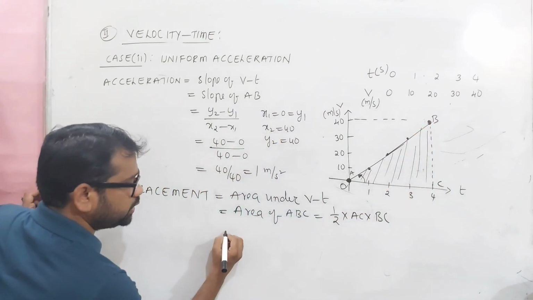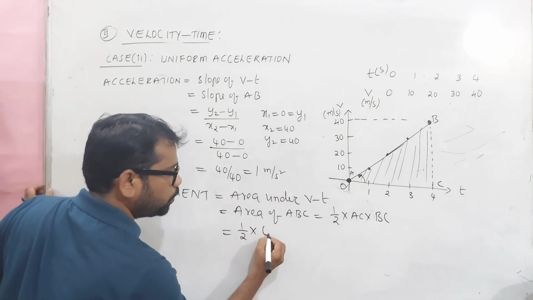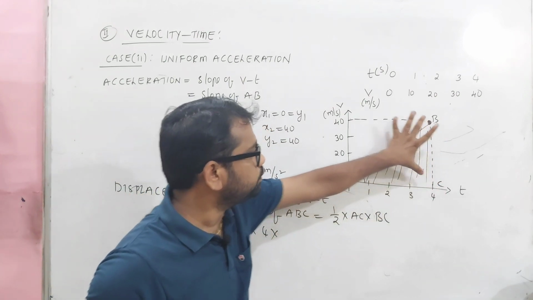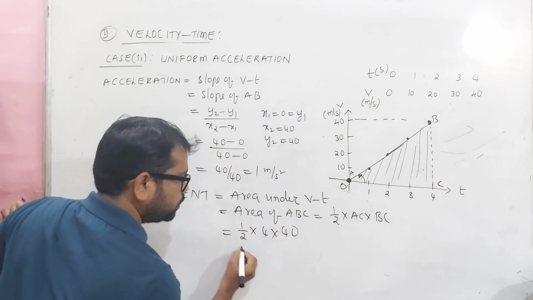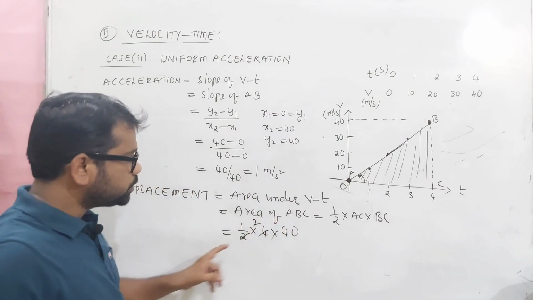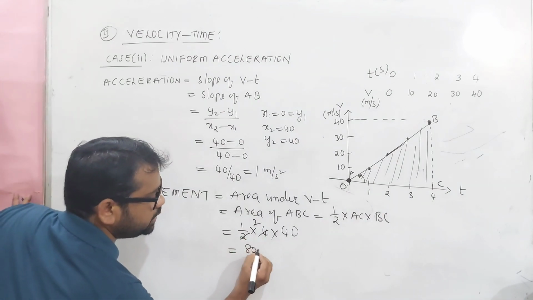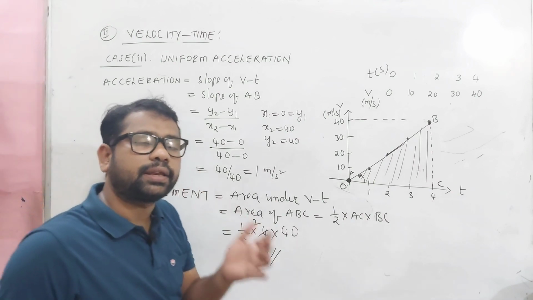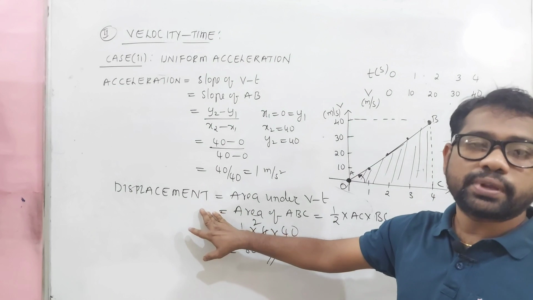So from this graph, dear children, it is going to be half into AC value, how much? 4. BC value, this is BC, so how much? It is 40. So half into 4 into 40, 2 into 40 is how much? It is 80. So this is 80 meters. Children, this is how we can calculate the acceleration as well as the displacement.